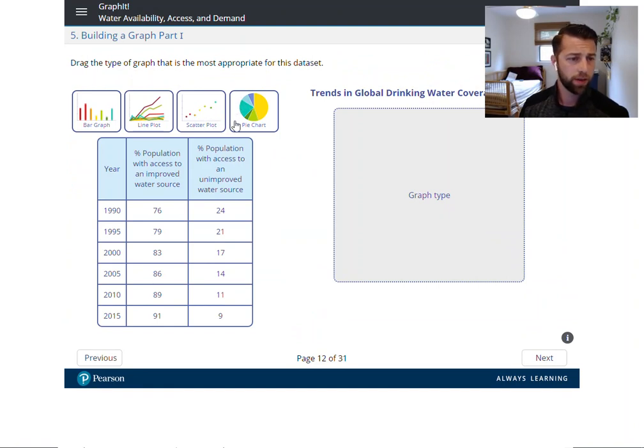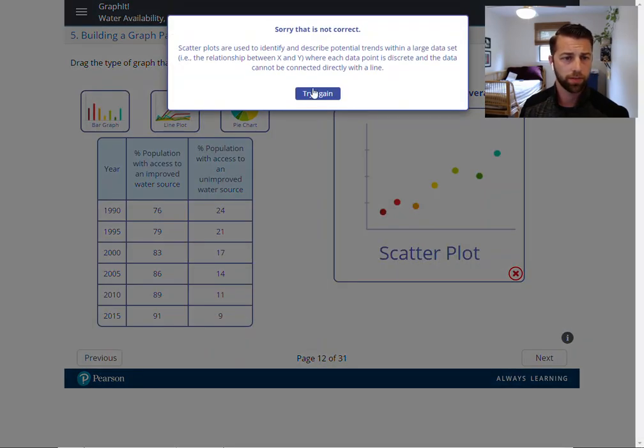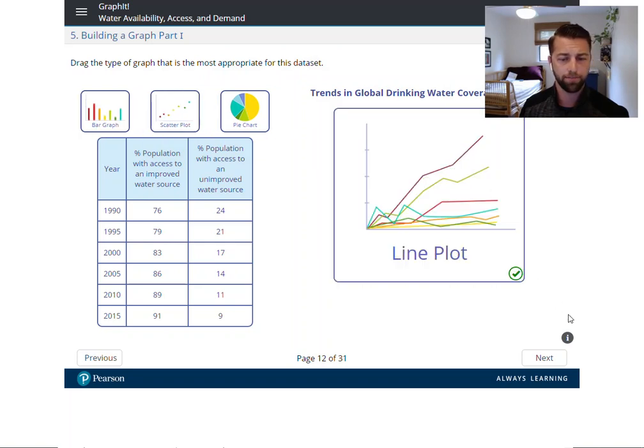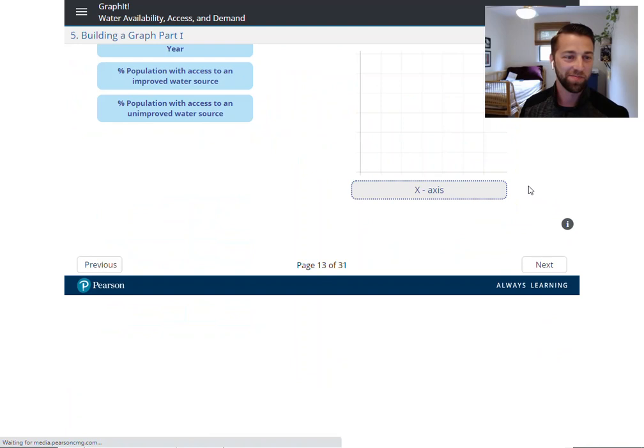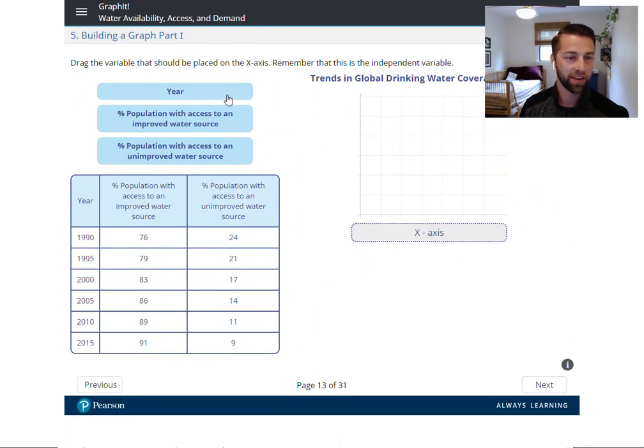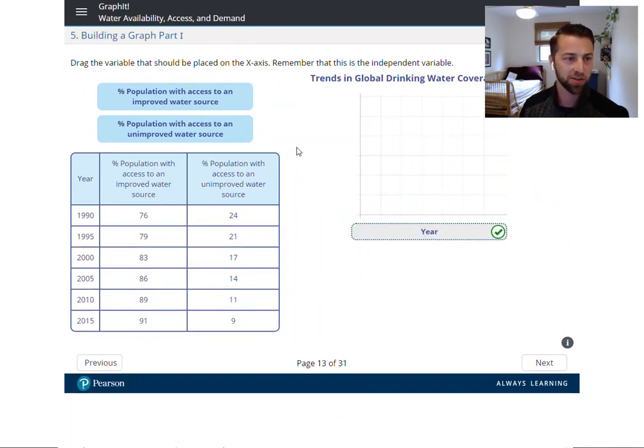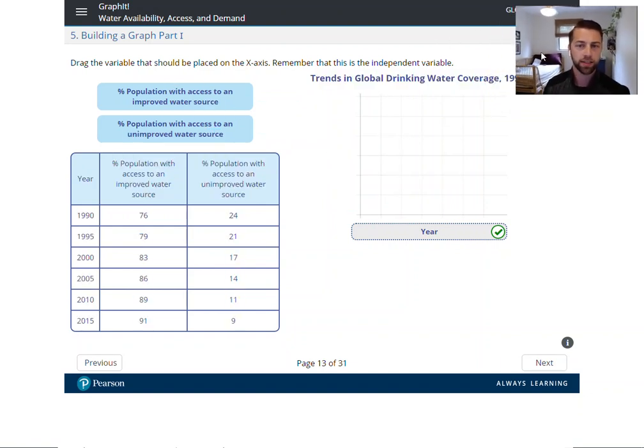Let's see. So this type of graph, probably not a pie chart. Oh, sorry. Not a scatter plot. All right, there we go. I didn't really read it that closely. Okay. I'm not an expert, but year almost always goes on the bottom, and then the drag variable should be placed on the x-axis. Oh, there we go.